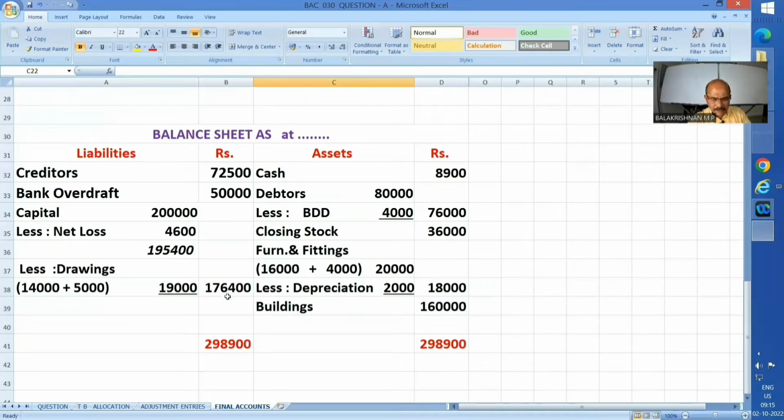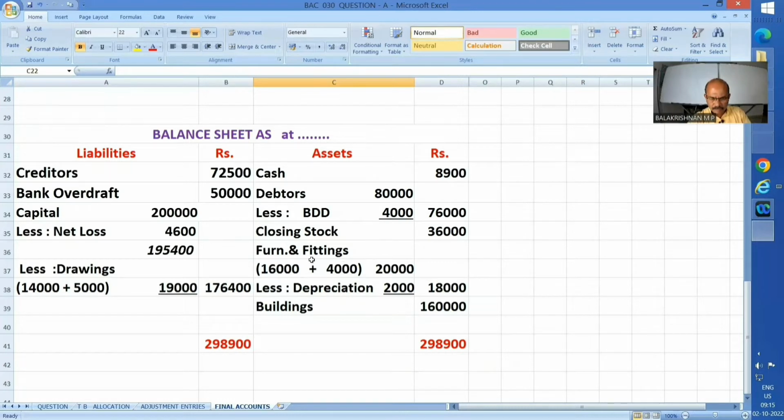And the latest capital is 1,76,400. And this said cash, okay. Debtors: 80,000 is the gross value of the debt given. Less the latest bad and doubtful debts and the latest provision, so it makes the debtors value 76,000.